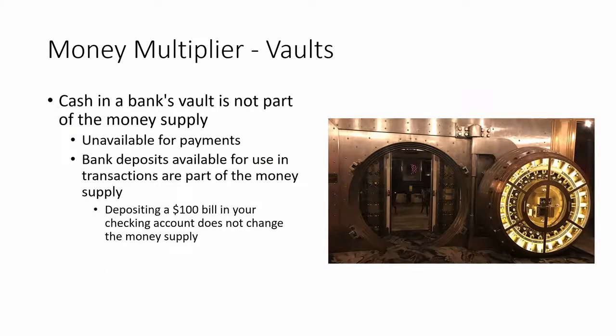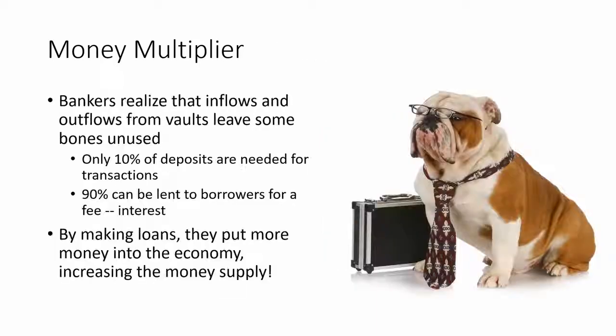Cash in a bank's vault is not part of the money supply. So some banks do have vaults. These large vaults can hold cash. Usually they hold other assets like art or gold, but this is all unavailable for payments, and bank deposits that are available in transactions are part of the money supply. So if you take a $100 bill and you put it in your checking account, that is the money supply because you can still access that $100 today. But if you put something in a bank vault, it's not necessarily accessible today.